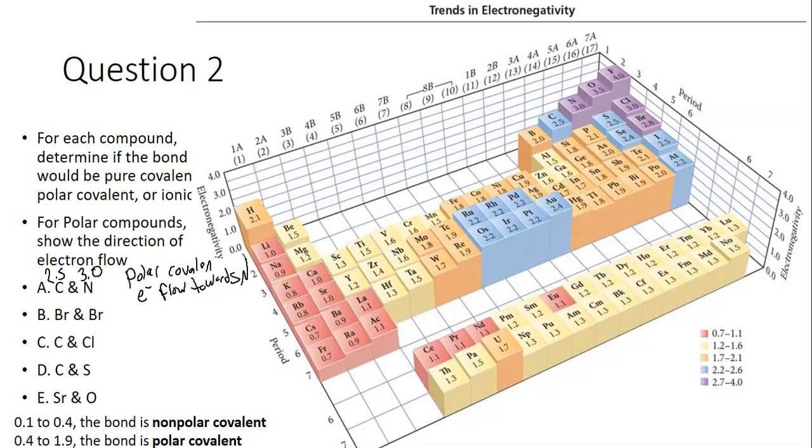The chart given to us includes not only the differences, but also the bond types. I will not say that 0 to 0.4 is covalent and 0.4 to 1.9 is polar. No, I'll just give you the numbers if you need them. That's it.